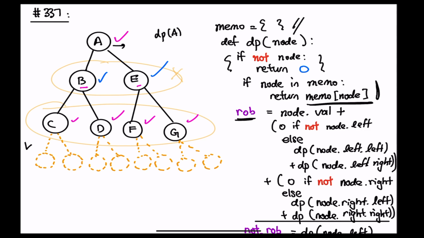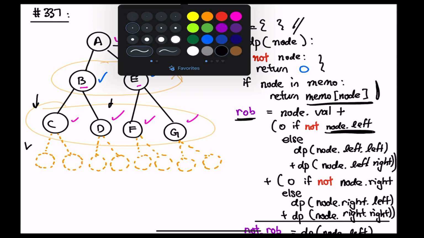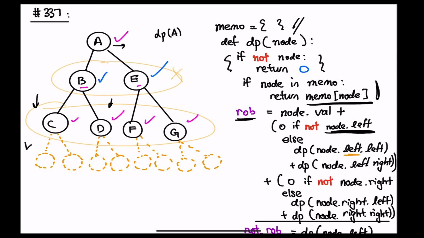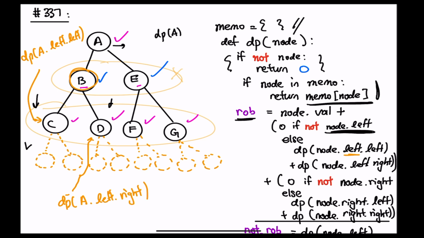So that's why we first have to check if node.left is empty or not. If it is empty, then it is pointless to check this node, so we return 0. If it is not empty, then we have to run dp of left. So there will be this guy, B, and then dot left, that will be this guy, right? So this will be dp of A dot left dot left, and this one will be dp of A dot left dot right. So you add them, and you have an addition here.